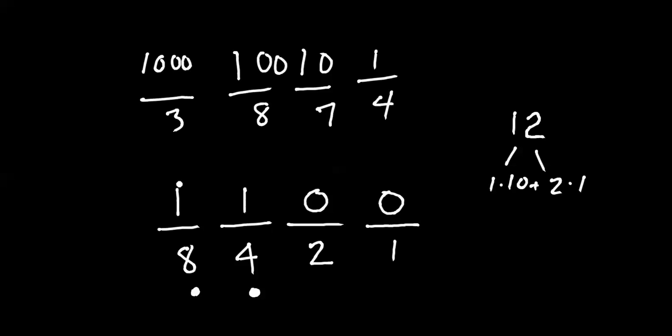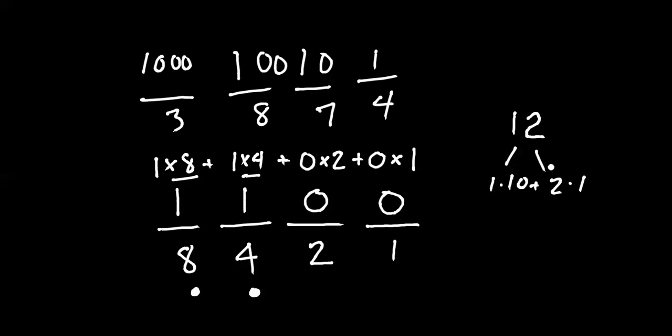So we're going to see that this is 1 times 8 plus 1 times 4 plus 0 times 2 plus 0 times 1. 8 plus 4 is 12. How does that sound? Let's take a look at another example here.